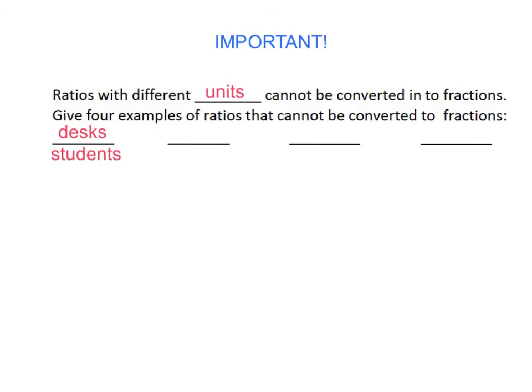There's no way that you can take the denominator and change it into one whole group of desks or one whole group of students. They don't have anything to do with each other. So let's look at another one. Now these next few are probably things that you've heard of before, and you'll hopefully understand why we can't convert those to fractions. Miles per gallon, two totally different units, cannot be converted into a fraction. Dollars per hour and feet per second.